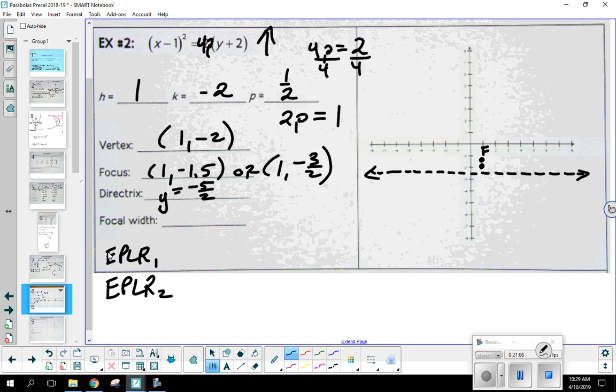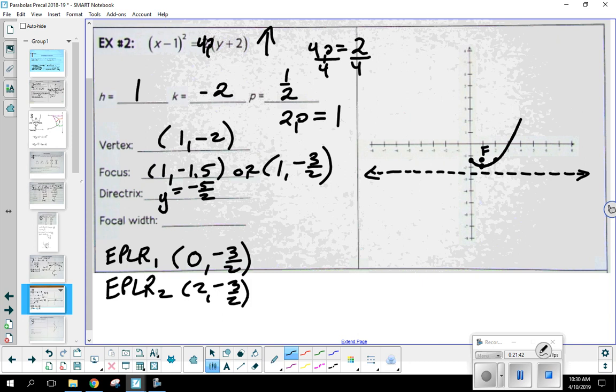From the focal point, all I want to do is move horizontally 1 right, 1 left. So what is the location of EPLR 1? Remember, that's the one on the left. 0, negative 3/2, or negative 1.5. What's the location of EPLR 2? 2, and then negative 3/2, or negative 1.5.